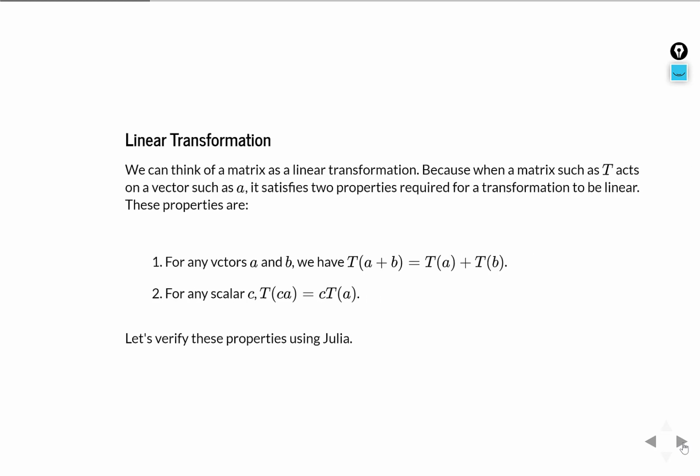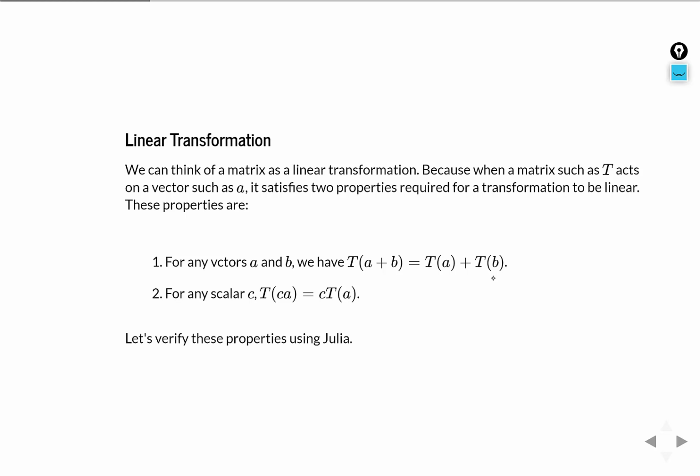We can think about a matrix as a linear transformation because it satisfies two properties that we need for a transformation to be linear. These properties are: 1. For any vectors a and b, if we apply the transformation to the sum of them, it equals applying the transformation to a and b individually and then adding them up. 2. For any scalar c, multiplying by c before and after applying the transformation produces the same result.